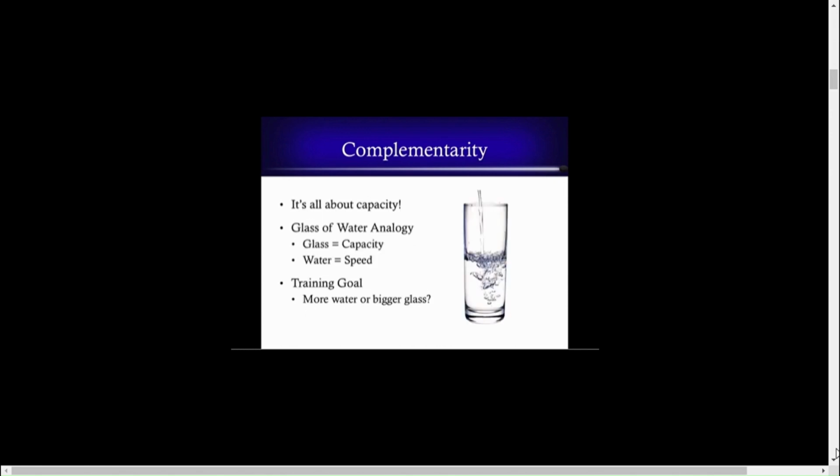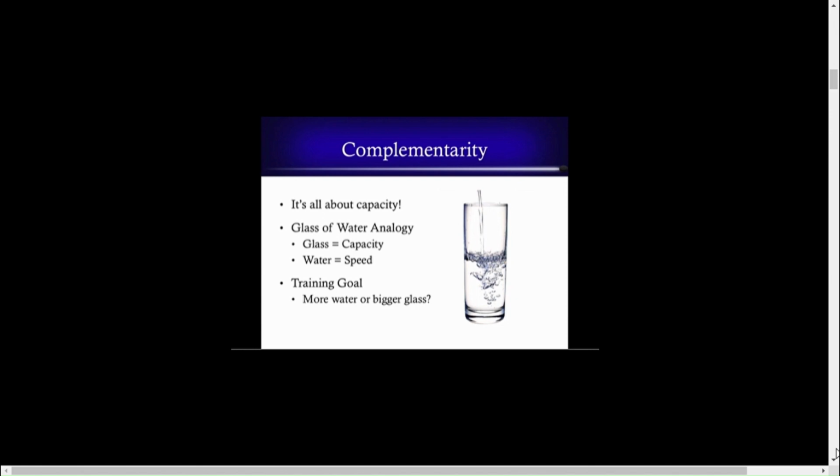It's all about capacity. The higher a player's capacity, or the closer a player's capacity is to optimal in any physical attribute, the more successful he'll be on the ice. And because every physical attribute complements each other, they all need to be trained. My friend Eric Cressy uses a really good analogy to help explain this concept.